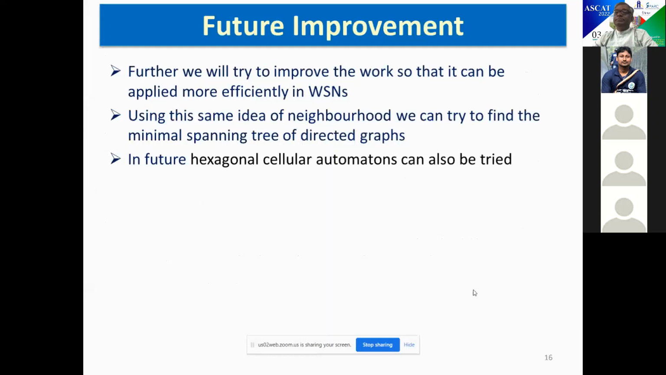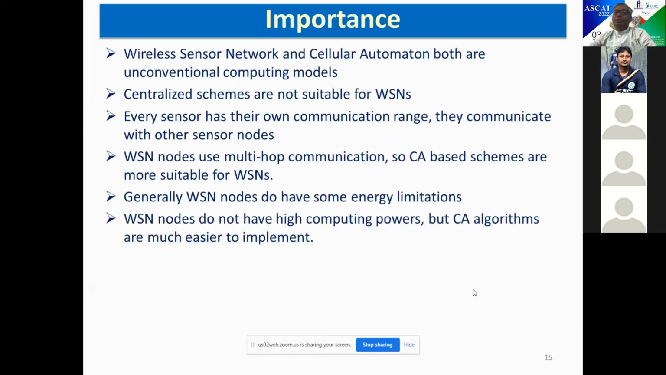Yes, Parijat. Yes, sir. You have tackled one problem. By the approach you have taken, you have solved one problem, right? Yes. Other graph theoretic problems or other problems pertinent to this domain, wireless sensor networks, do you have any plan? I mean, can you solve those problems in the same setting?